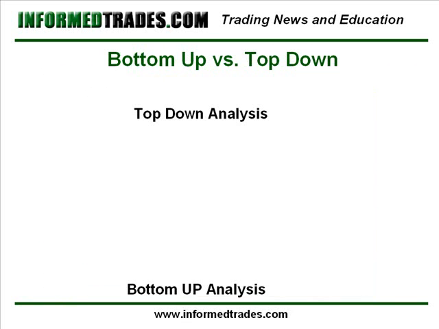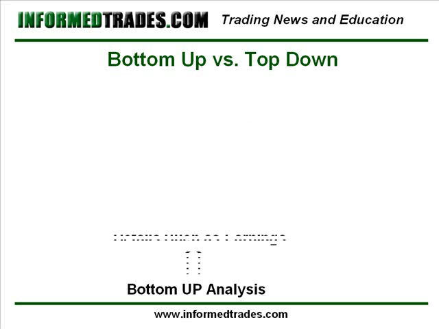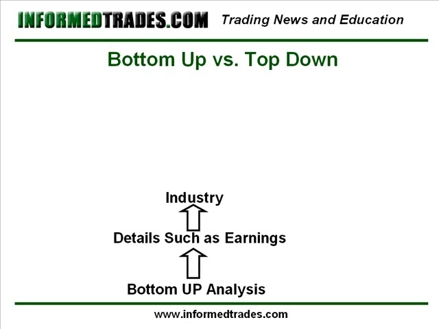Okay, bottom-up analysis very simply means starting with the minute details. If we're talking about a company, think details such as earnings and management and things like this, and then working your way up to the more broad details. You start with the company and the balance sheet and those types of things. Then you have a look at the state of the industry that company is a part of, because obviously if we're looking at, say, an aluminum company and the aluminum industry is doing bad, then that's probably going to affect the earnings and the stock price of the aluminum company that we're looking at.